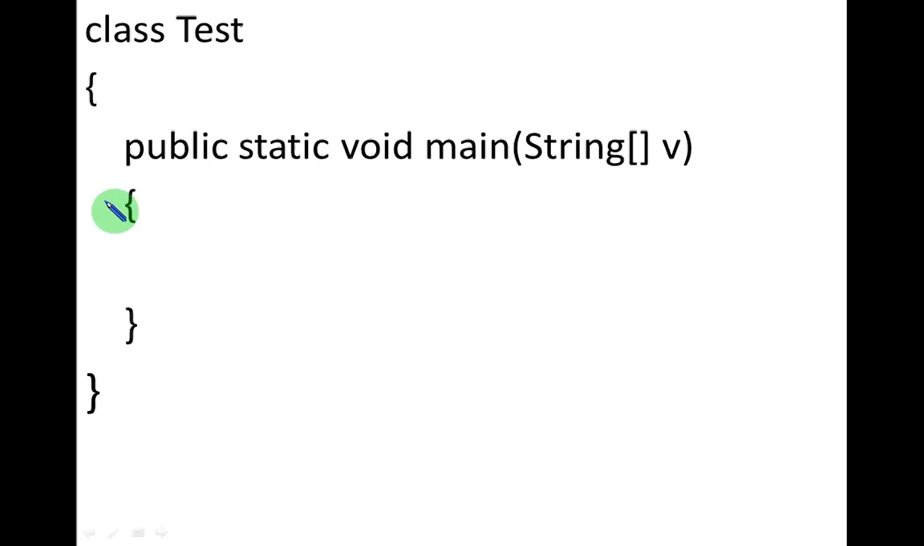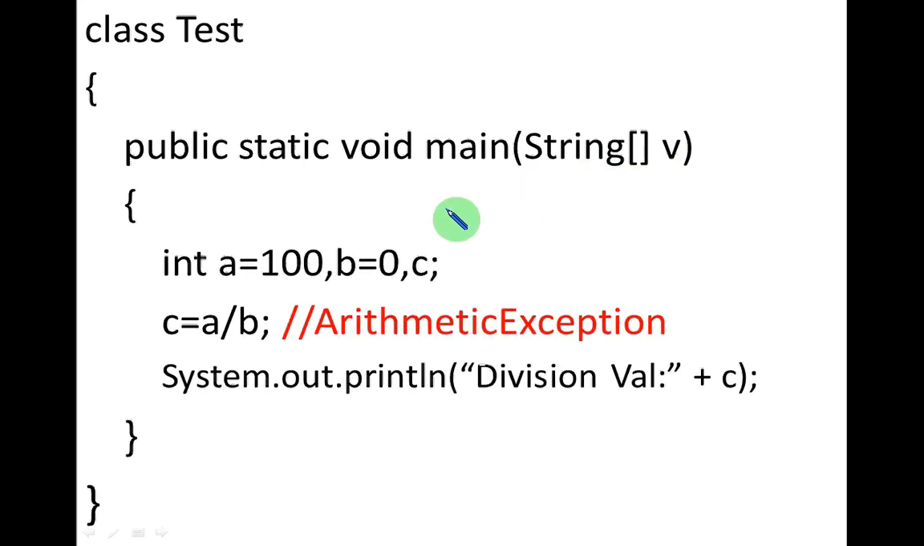So as usual, there is a class whose name is Test. Class name, then a pair of braces. Within this class we are defining our main method, public static void main. For this main method, as usual, we are passing an array of String objects as an argument, right? Next, here we are going to catch arithmetic exception.